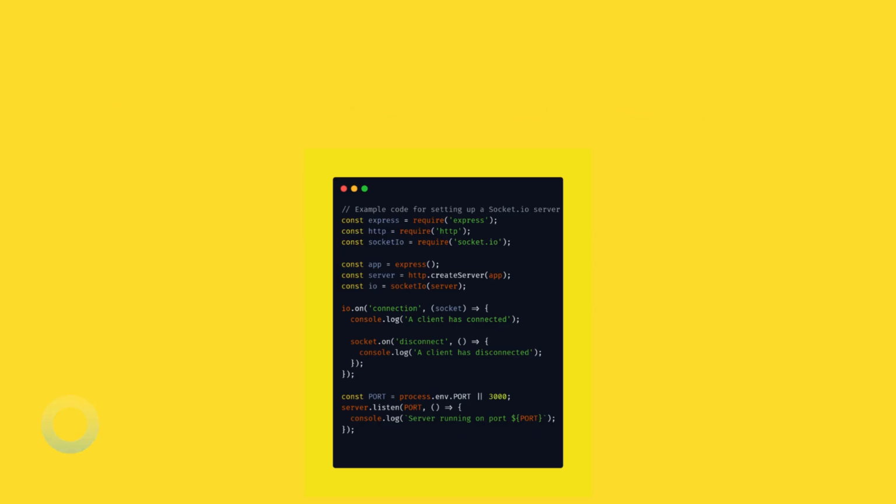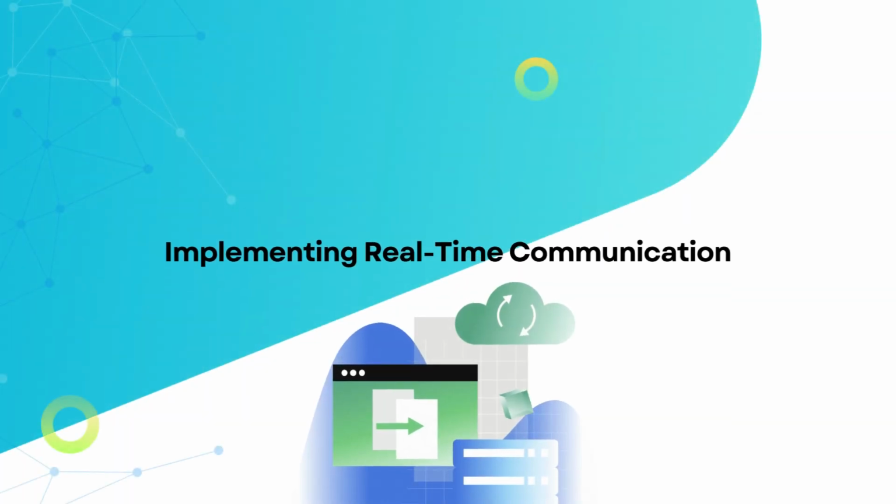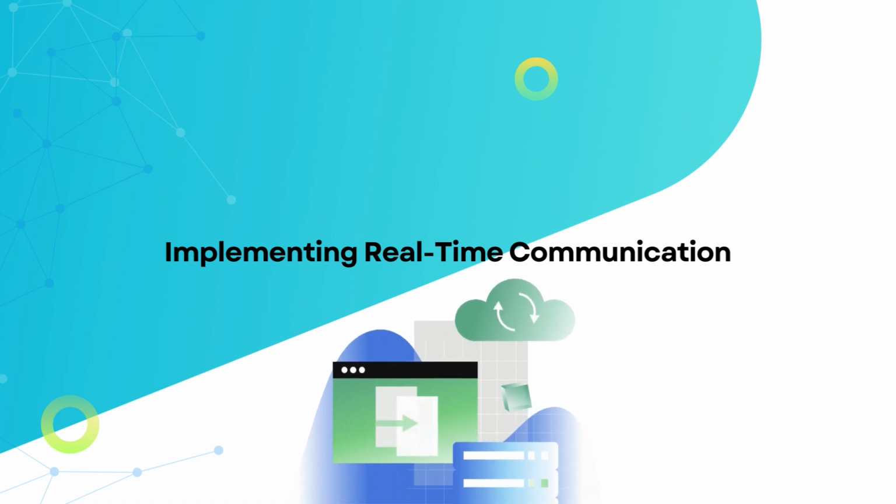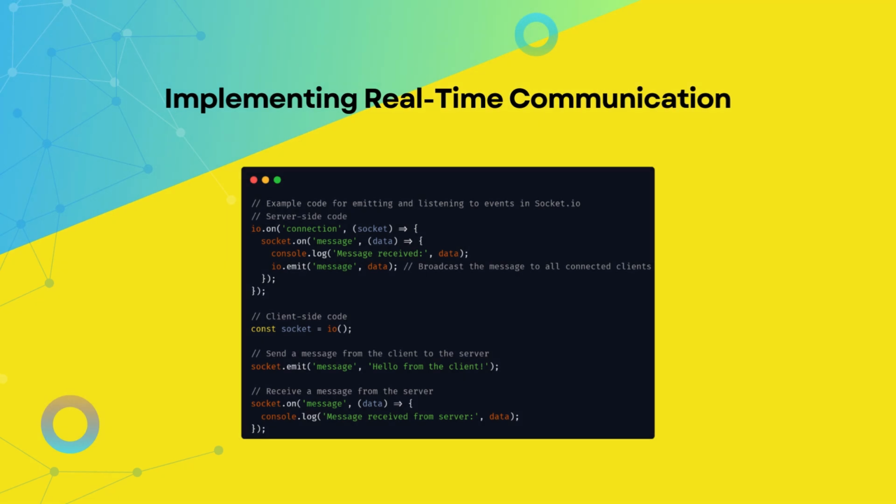Now that we have our Socket.io server set up, let's implement real-time communication between the client and the server. We can send and receive data by emitting and listening for events.